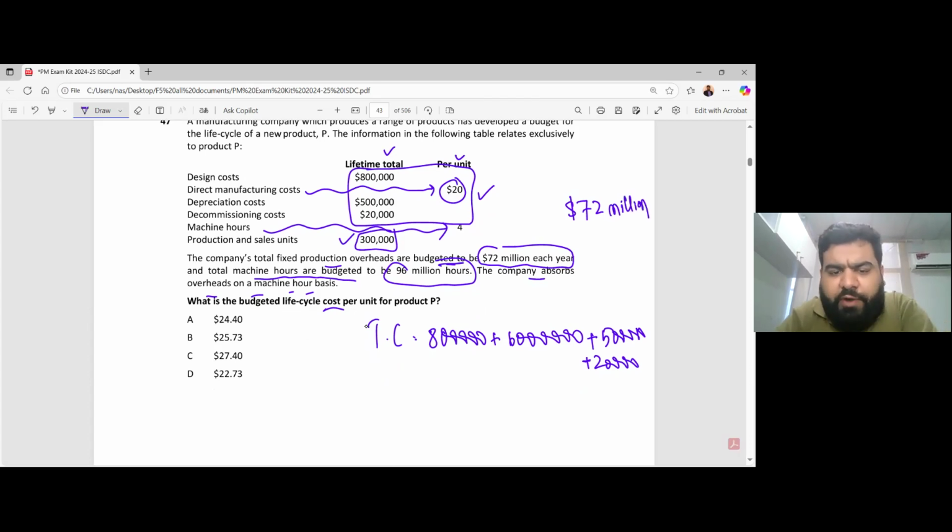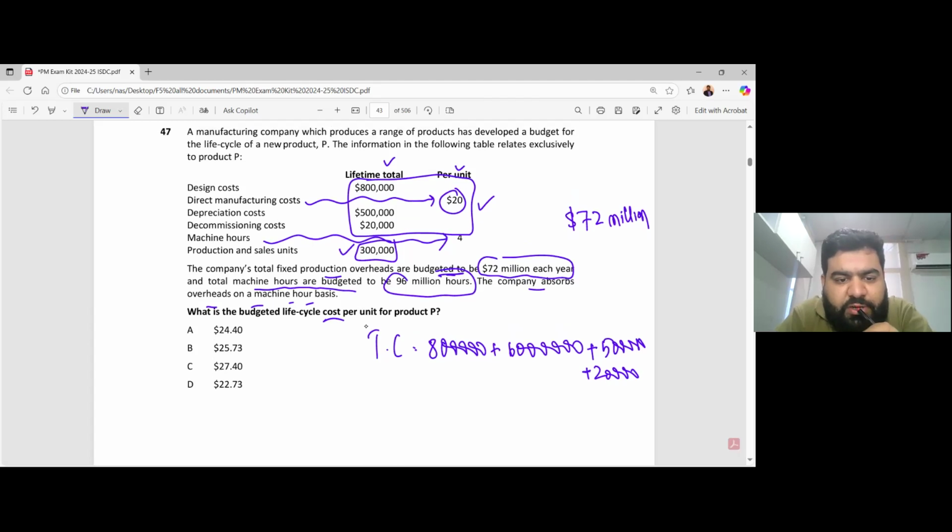Okay, what we can do? They have not told us the complete life of the product. Let's continue. 72 million divided by 96 million. Basically, what the game is, they have not given you the OAR for the complete life. We'll calculate per unit. OAR means overheads per unit.